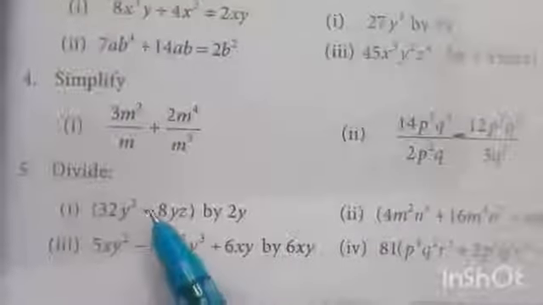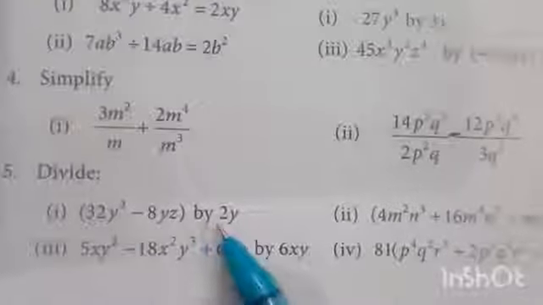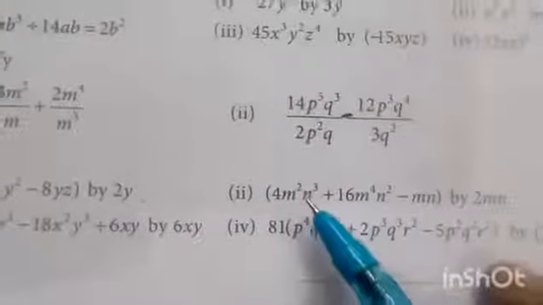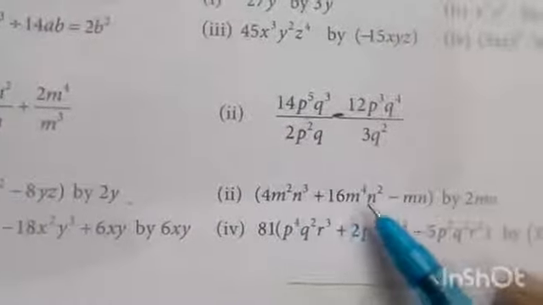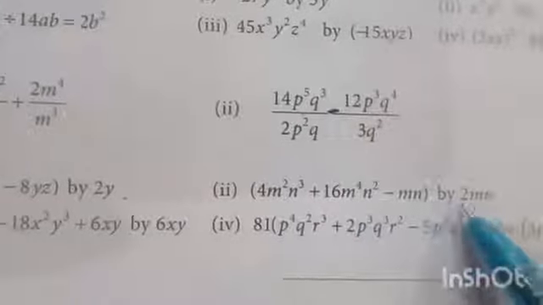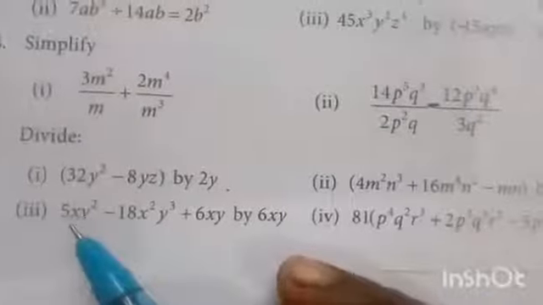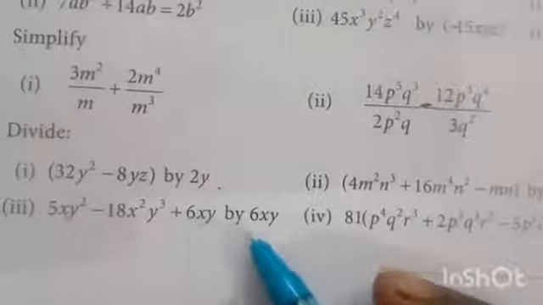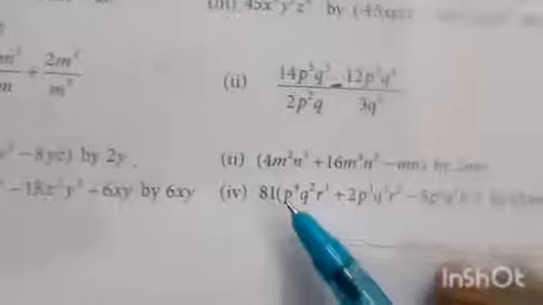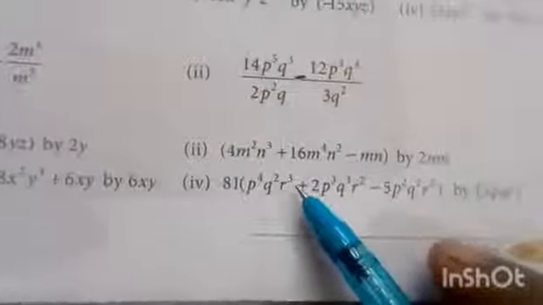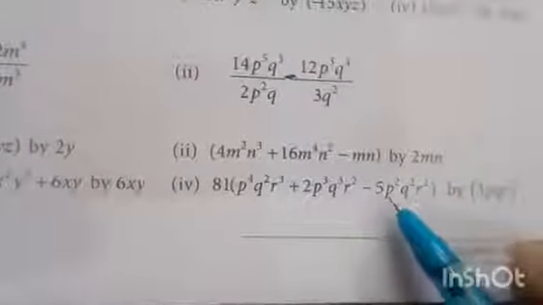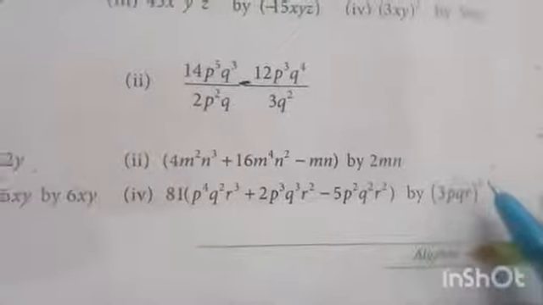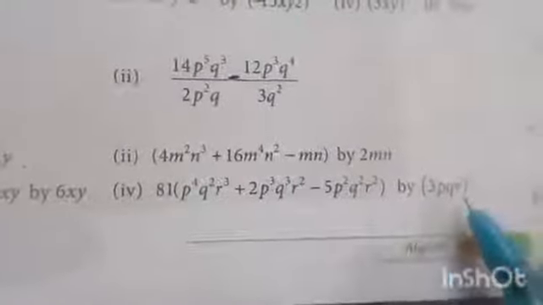Next, fifth question: 32y square minus 8yz by 2y. Divide these two terms by 2y. Then, divide 4m square n cube plus 16m power 4 n square minus mn by 2mn. Third question: 5xy square minus 18x square y cube plus 6xy by 6xy. Then, 81 into p power 4 q square r cube plus 2p cube q cube r square minus 5p square q square r square by 3pqr whole square. The whole terms are divided by this one.